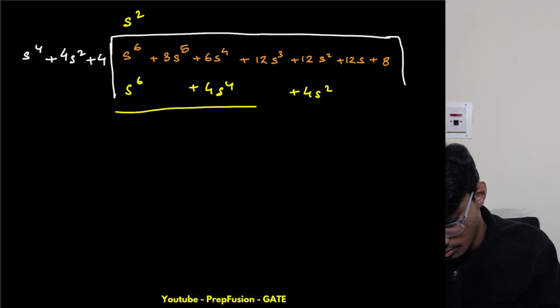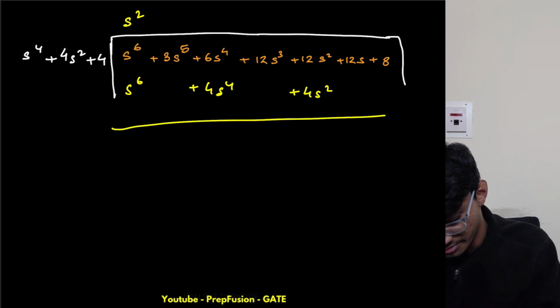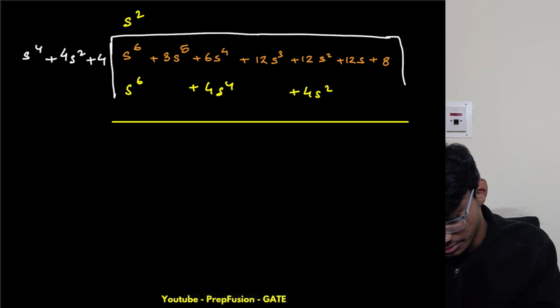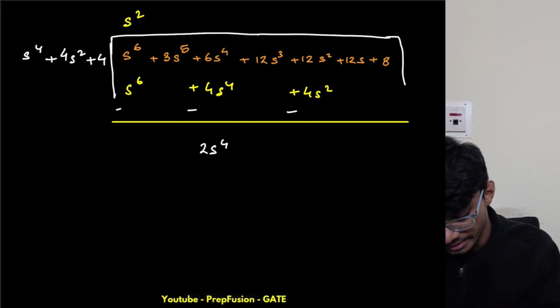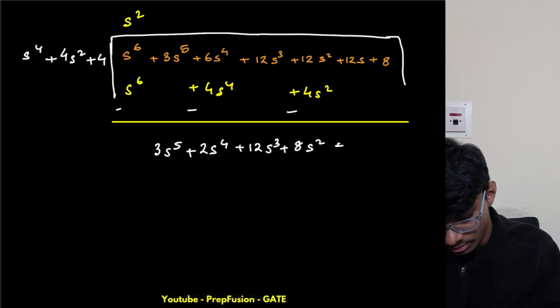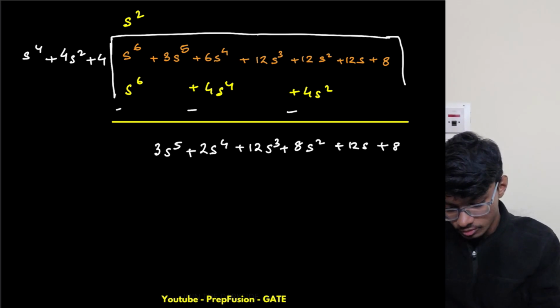Now I will subtract this one, because I hope you know division, that is the common thing. So this will be minus, this will be minus, and this will be minus. So this gets cancelled, I'm left with 2 s to the power 4, and here 6 s square, right? Now what other things will come in here? This will be 3 s to the power 5 plus 12 s cube plus 12 s plus 8.